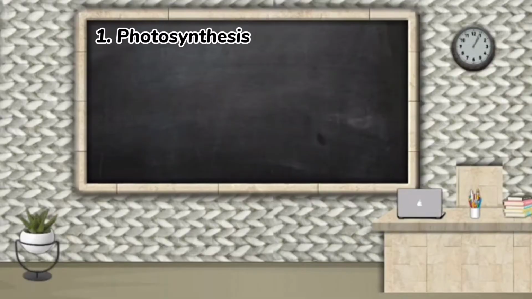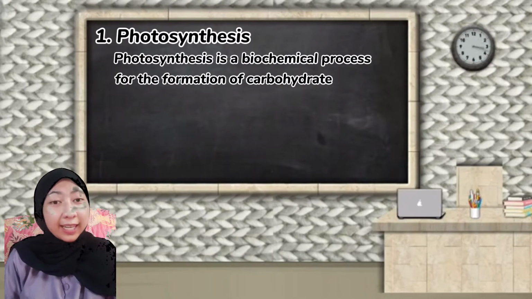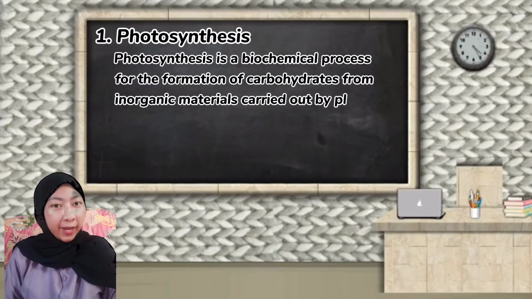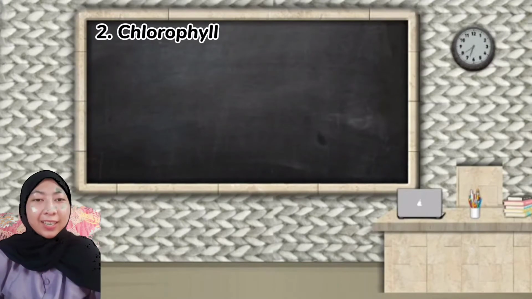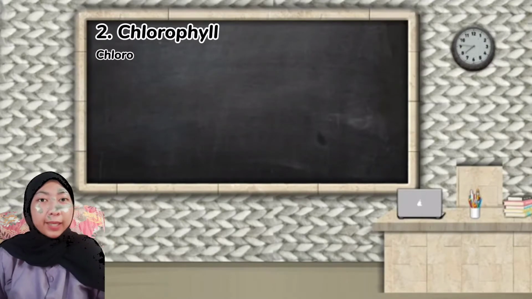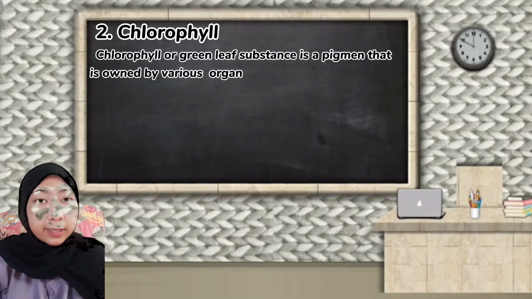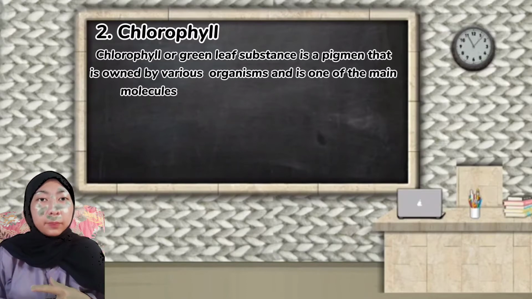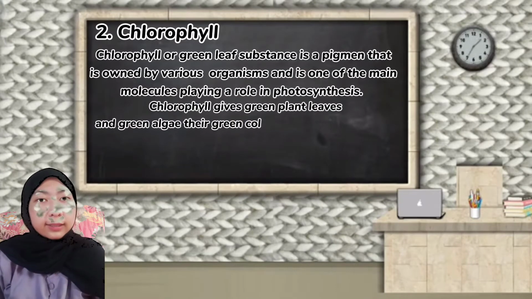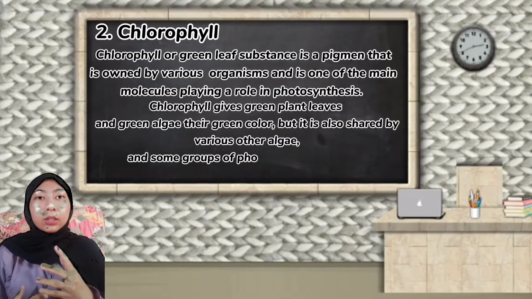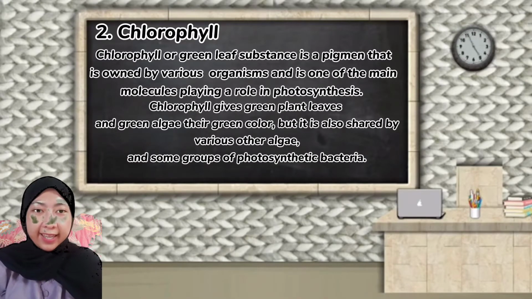The first is photosynthesis. Photosynthesis is a biochemical process for the formation of carbohydrate from inorganic material carried out by plants, especially plants that have green leaf substance, namely chlorophyll. Number 2 is chlorophyll. Chlorophyll, or green leaf substance, is a pigment that is owned by various organisms and is one of the main molecules playing a role in photosynthesis. Chlorophyll gives green plant leaves and green algae their green color, but is also shared by various other algae and some groups of photosynthetic bacteria.